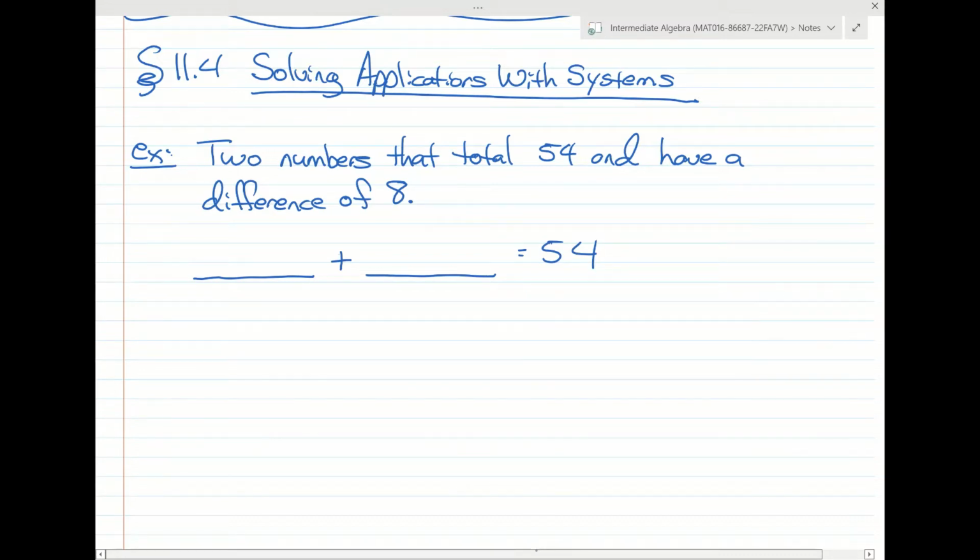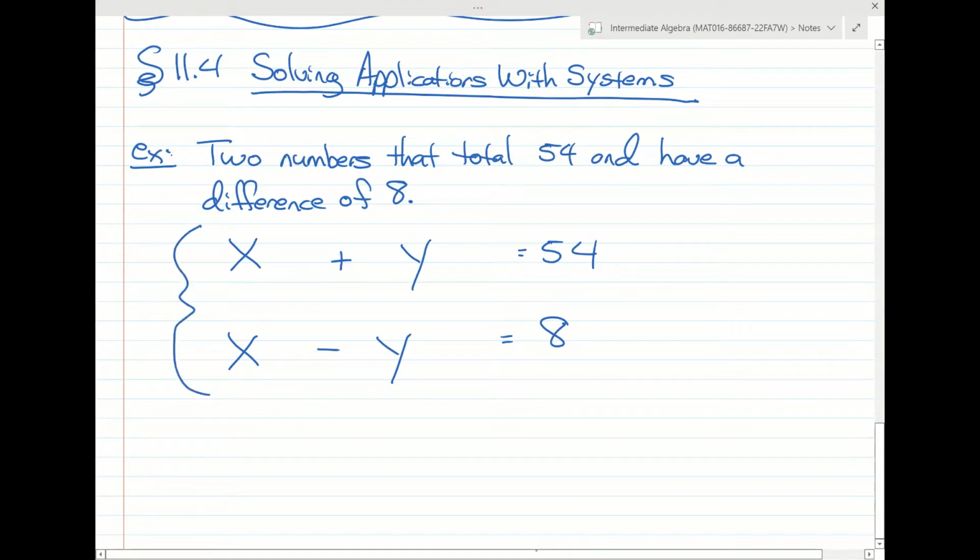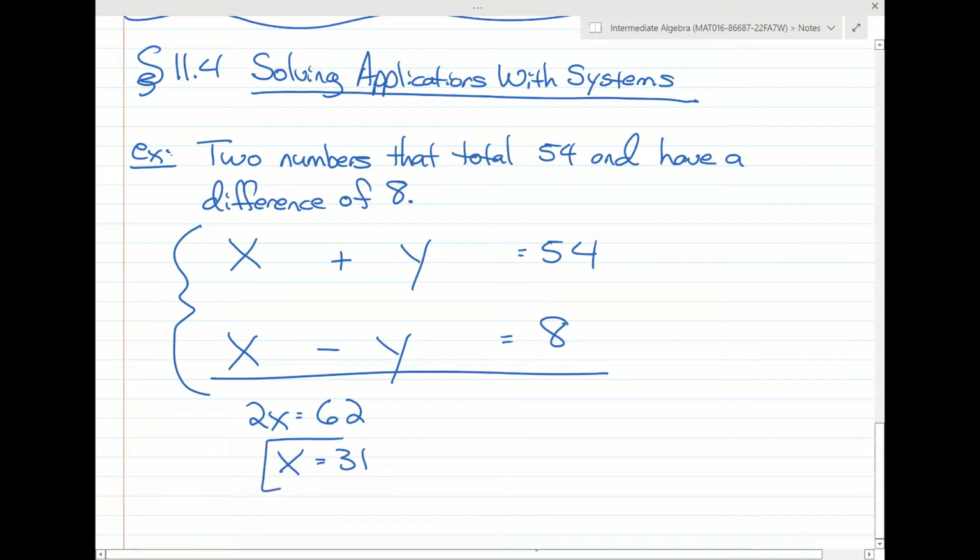let's see here. So two numbers, they total 54 and have a difference of 8. So let's call the first number X and the second number Y. We add them together, we get 54. Also, if we subtract those numbers, we get 8. So this is already set up like a system. We could use elimination like what we just talked about, and if we just add them up, we get 2x is equal to 62, and x would be 31. That would be the first number.